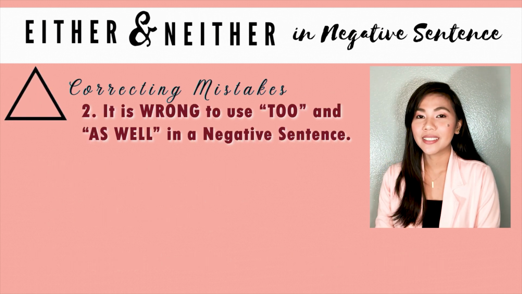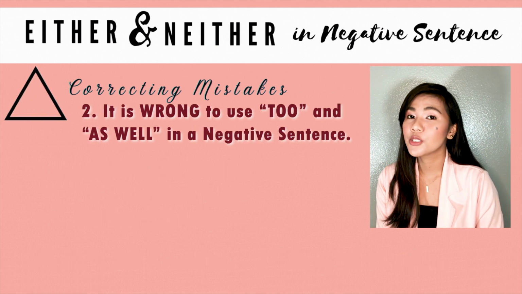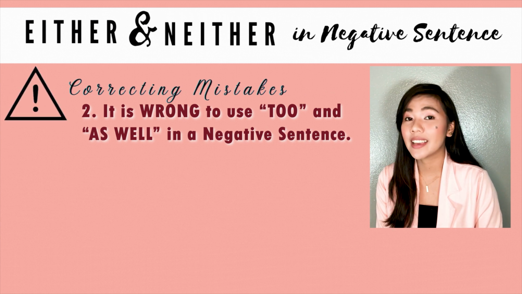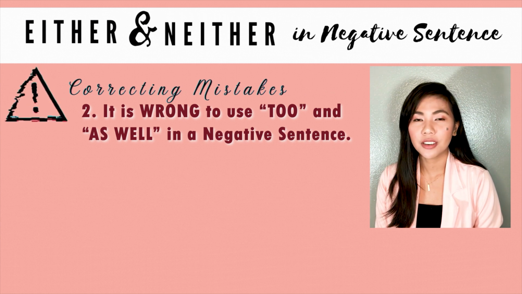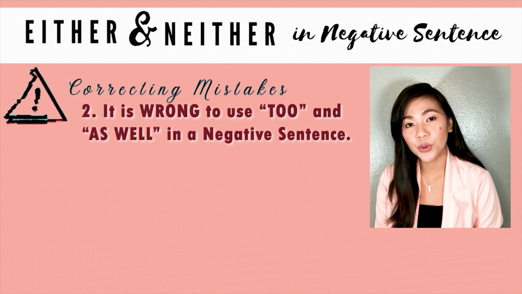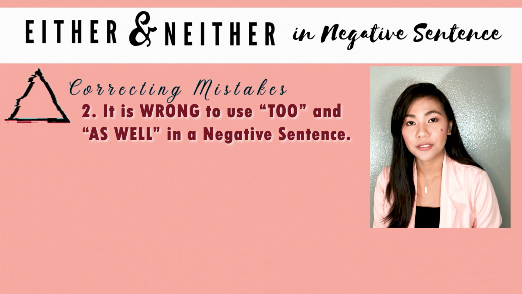The second mistake. It is wrong to use "too" and "as well" in a negative sentence. I always hear a lot of English learners using "too" and "as well" in a negative sentence.